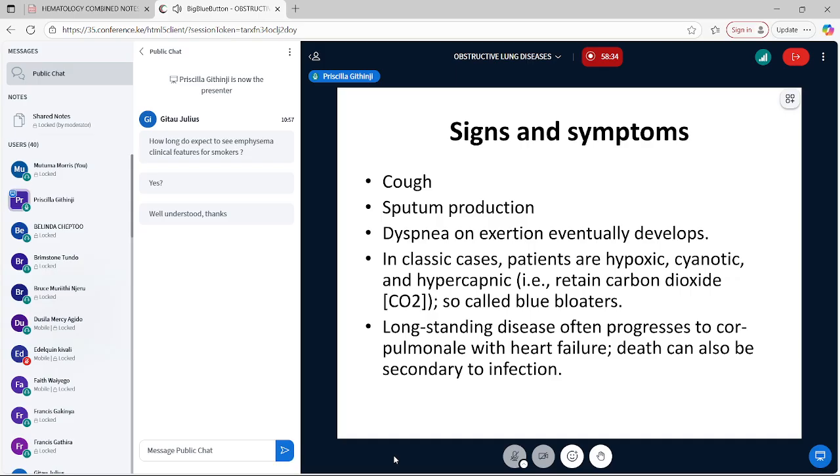So in classic cases, patients with chronic bronchitis are usually hypoxic, have low oxygen, and they retain more carbon dioxide, and therefore we call that hypercapnia. And then cyanotic, because of having increased deoxygenated blood, they have bluing of their membranes, so they appear cyanotic, and therefore we call them blue bloaters. In emphysema, we call them pink puffers because they overventilate. In chronic bronchitis, we call them blue bloaters. In long-standing disease, this will often progress to cor pulmonale. So you also get cor pulmonale, and they can also die. And in chronic bronchitis, you have exacerbation by infections, and this can eventually lead to death.